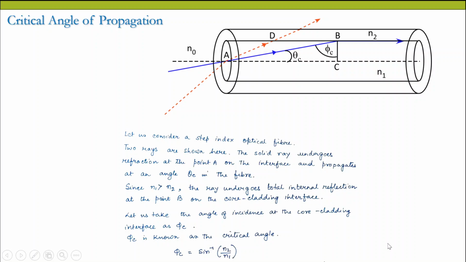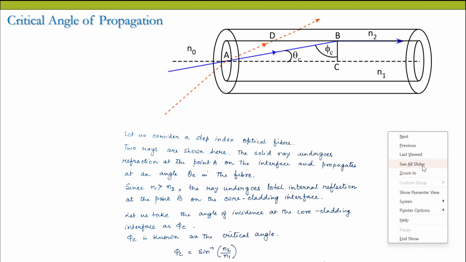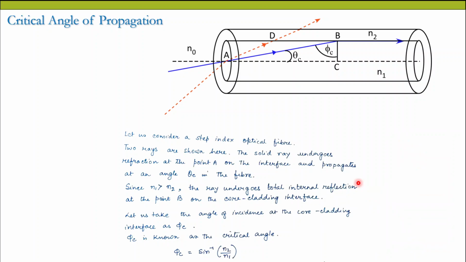Now for this, let us consider a step index optical fiber. So what is a step index optical fiber? A step index optical fiber is a fiber where the refractive index changes abruptly at the core-cladding interface. So we have considered two rays here. The two rays are shown here. One is a solid blue line, and another one is the dotted line.